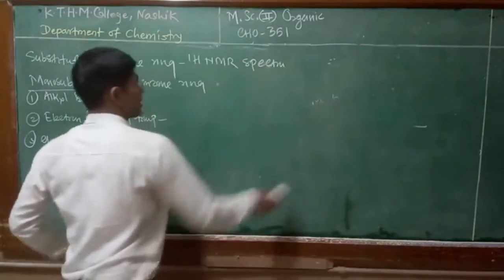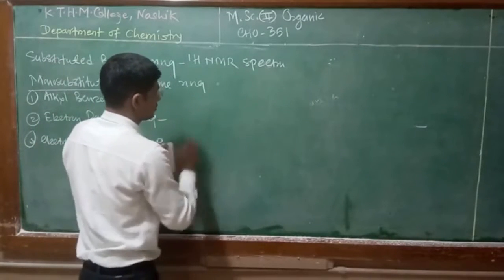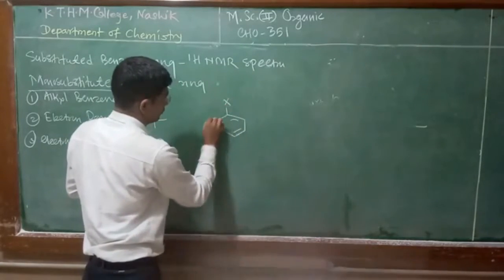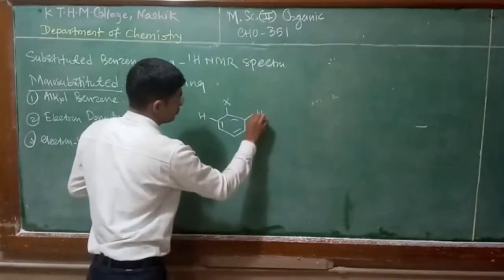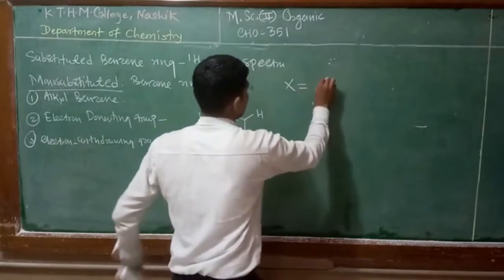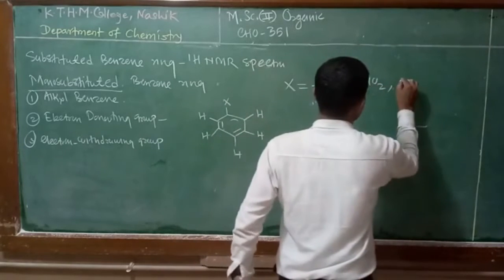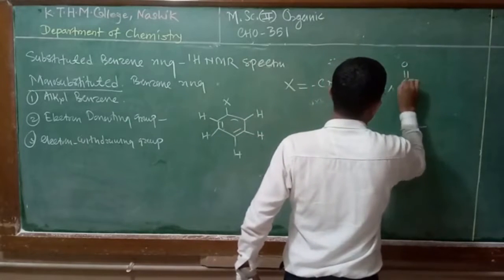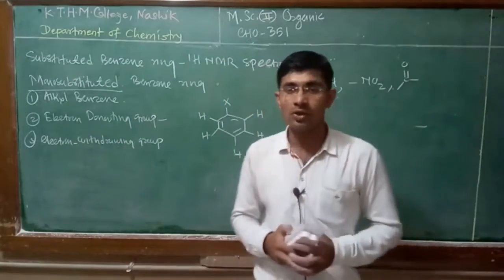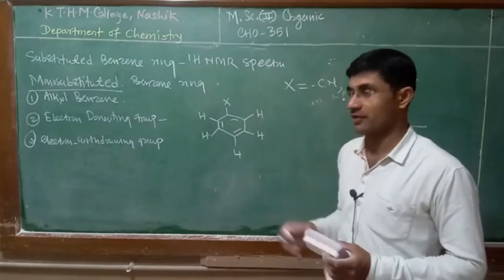So in this case we are going to consider groups like X, maybe cyanide, maybe nitro, maybe the carbonyl group of an aldehyde or ketone. When you consider these groups, obviously this group shows the minus R effect.